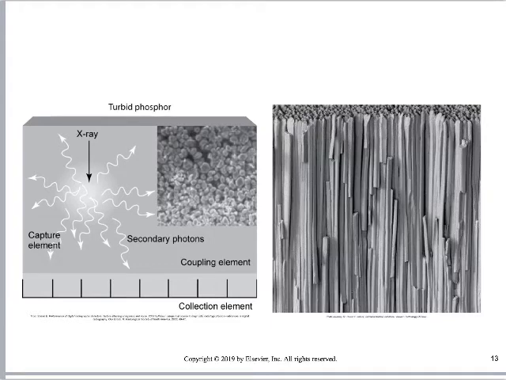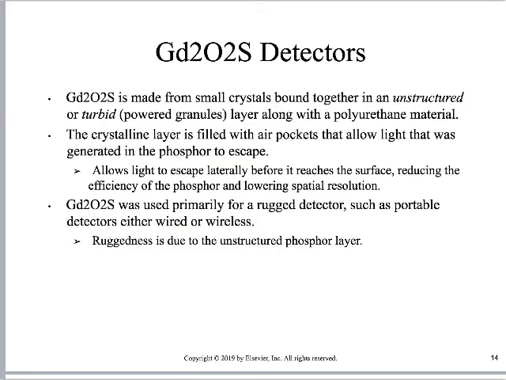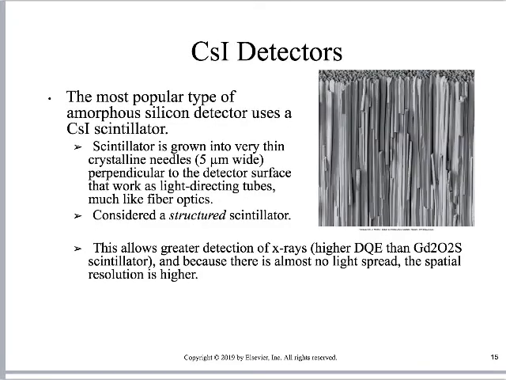So here's a side-by-side comparison of gadolinium oxysulfide on our left with its turbidity, its unstructured nature, and cesium iodide, thallium-doped cesium iodide crystals on the right with their very, very fragile but very, very structured nature. So she talks about how the gadolinium oxysulfide are often like little powdered granules in some kind of polyurethane material. And the light's going to be generated in all directions. It can be used in rugged or combat type situations. Versus the cesium iodide, again, that very, very fine crystal shape. These are 5 microns wide, which is a size I can't even imagine.